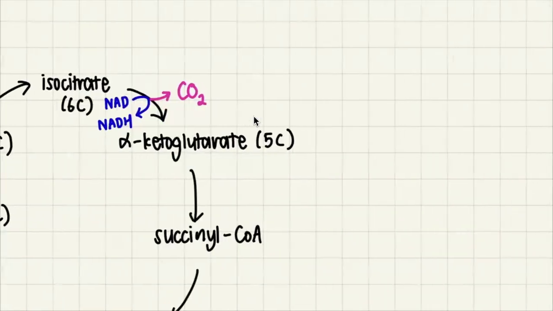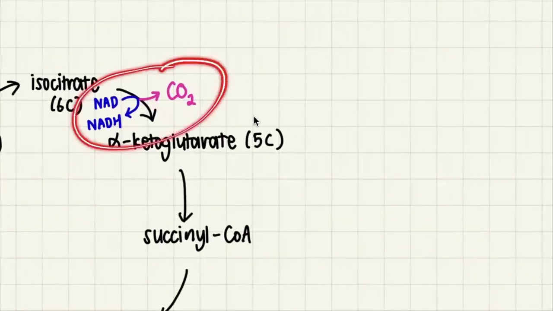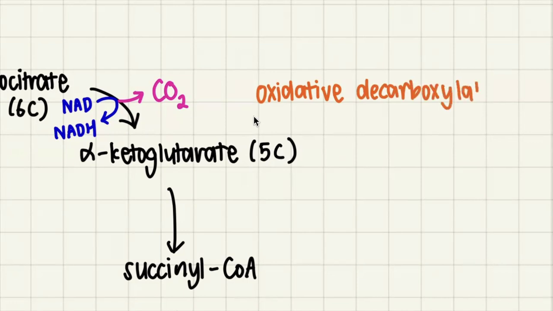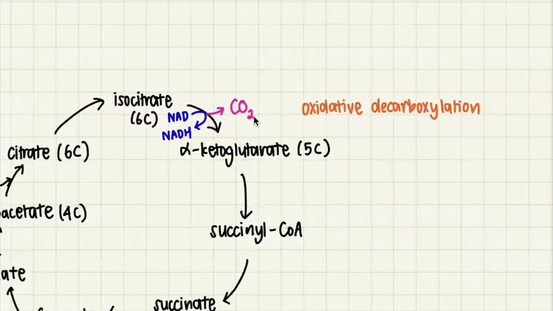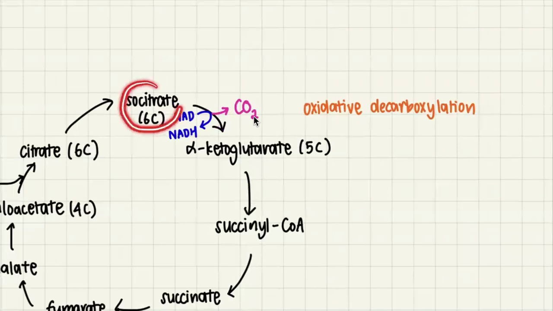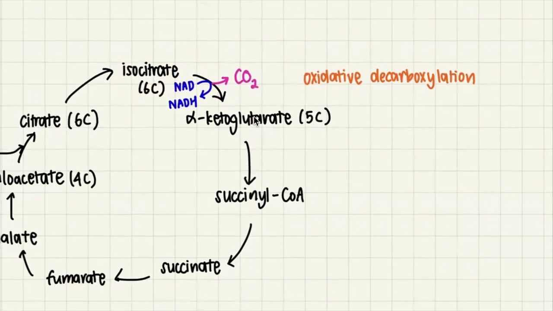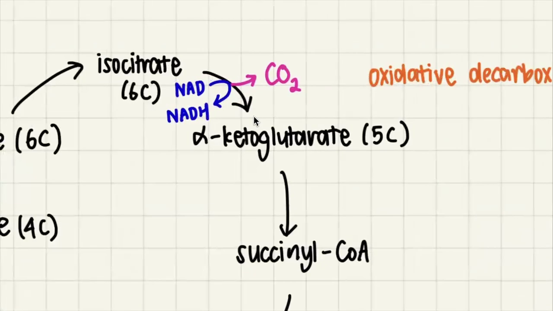So this whole reaction is called oxidative decarboxylation, in which your isocitrate is oxidized and is also decarboxylated. Your reduction of NAD to NADH will allow for the oxidation of isocitrate.